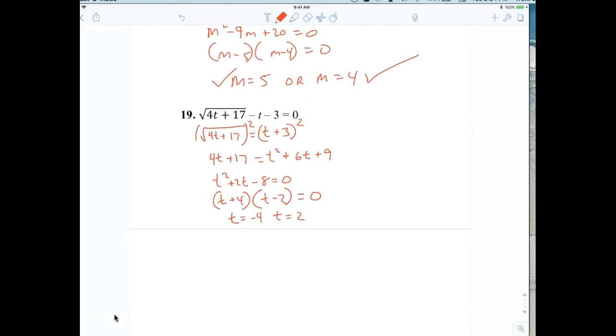So the question is, can it be negative 4? No. Definitely not. Does everybody agree? Yes. Can it be 2? Yes. All right.